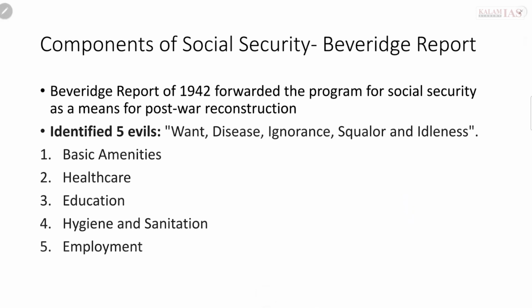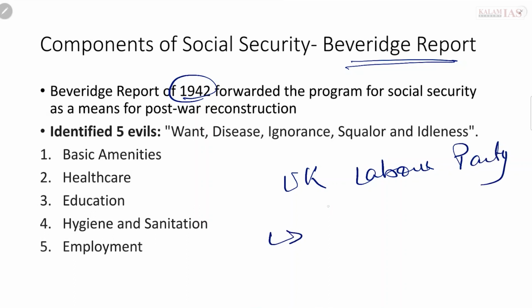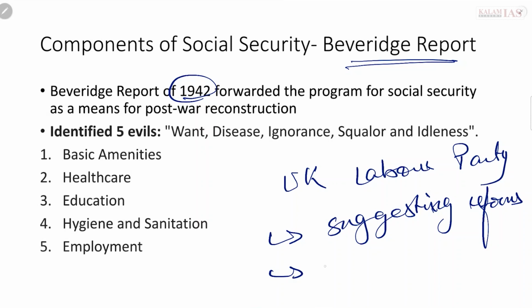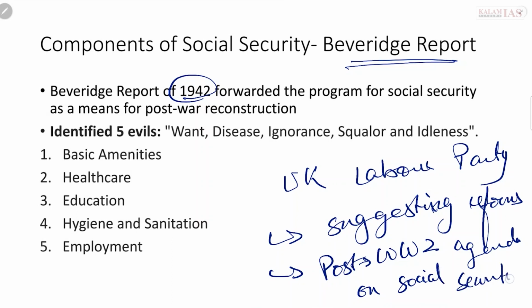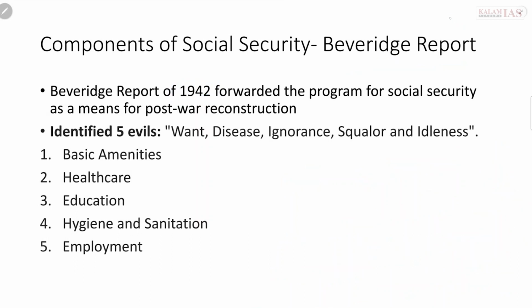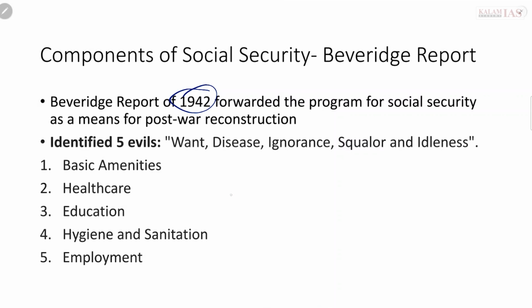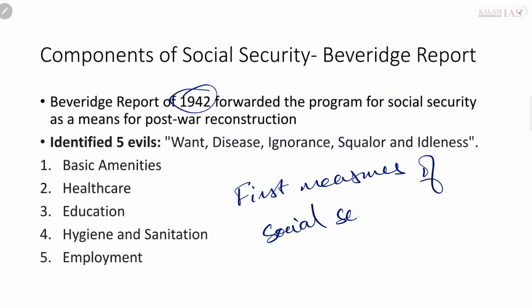There are 5 basic components of security. These were discussed in the Beveridge report of 1942. The Beveridge report was from the UK Labour Party for suggesting reforms as to the post World War II agenda on social security. This was one of the first measures of social security that were taken or announced.